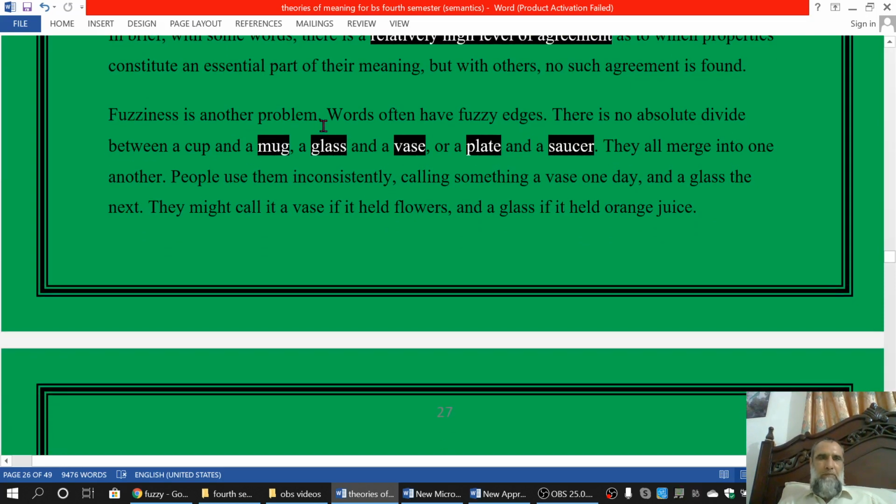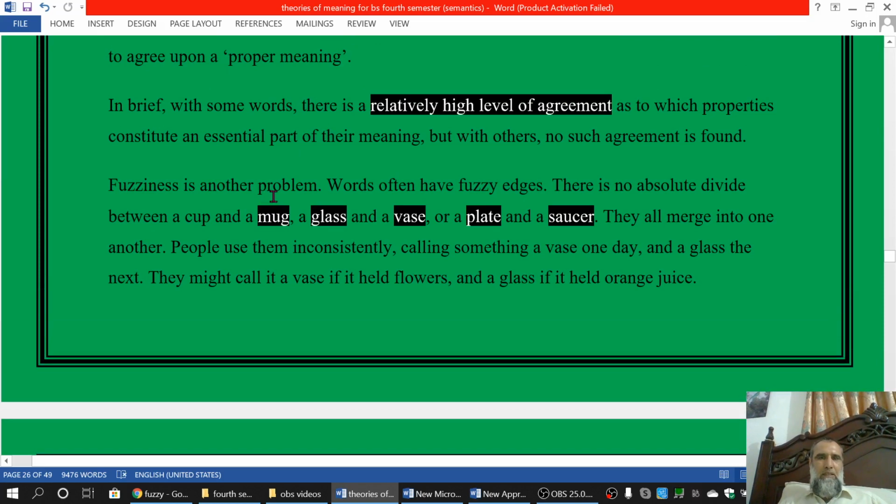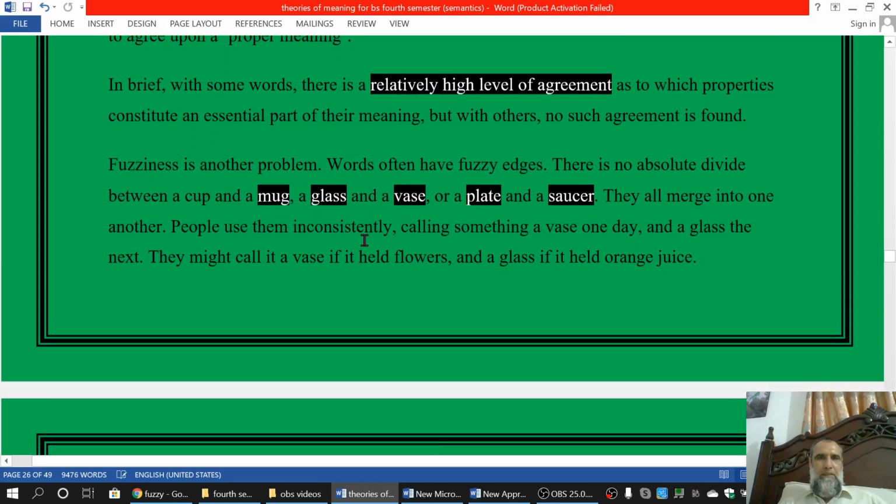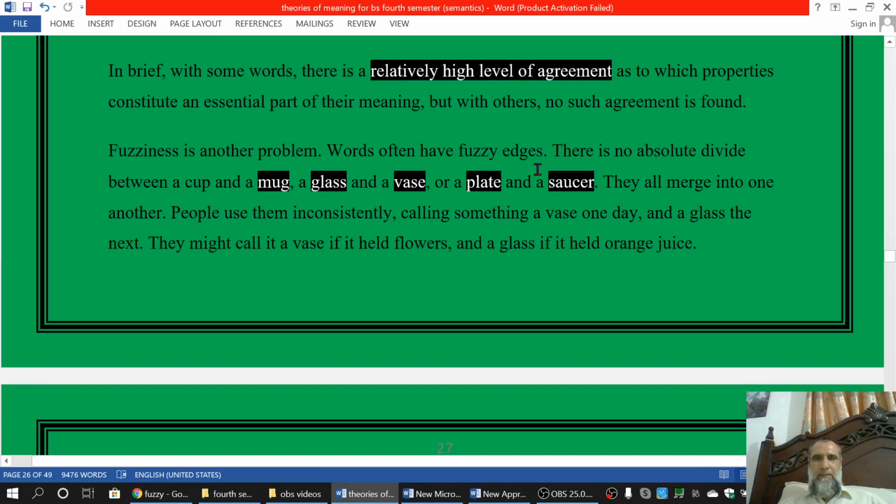Fuzziness is another problem. Besides this problem, there is the problem of fuzziness. Fuzziness means words often have fuzzy edges. The words have edges, boundaries, limits that are not definite, they are fuzzy, unclear. There is no absolute divide between a cup and a mug.